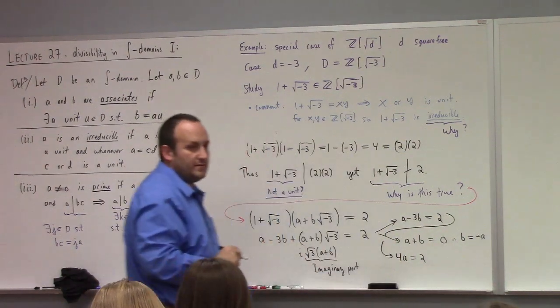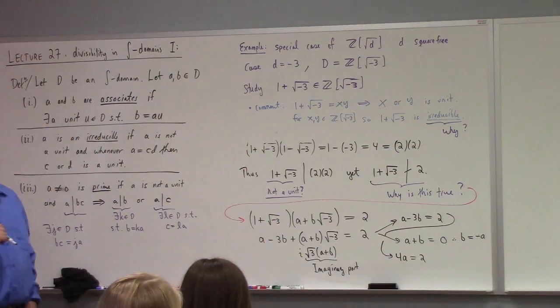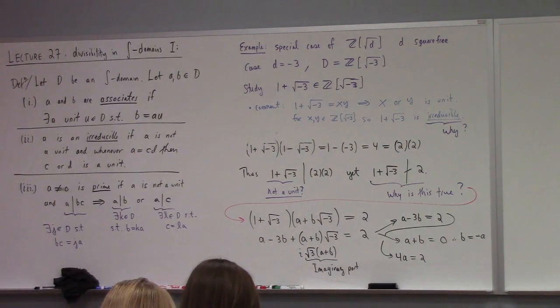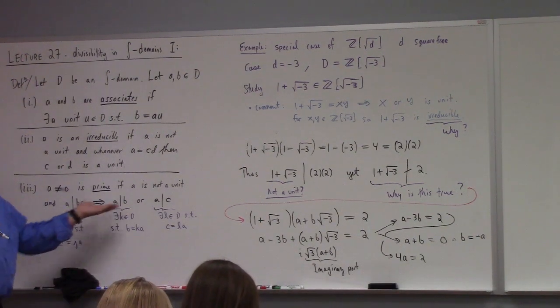Now that is a very hard equation to solve using integers. That would say A is equal to a half, which is not allowed. Therefore, 1 plus the square root of minus 3 does not divide 2. And since it's also not a unit, that shows you that it is, in fact, not prime. So it's not a unit, and it does not satisfy the needed condition to be prime.